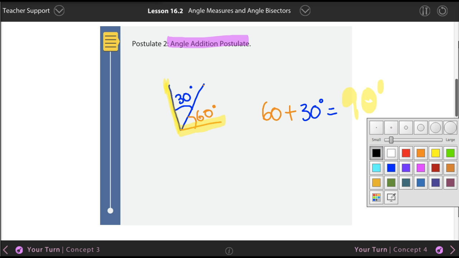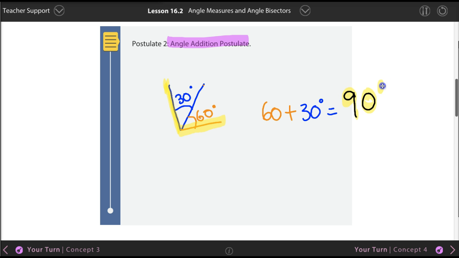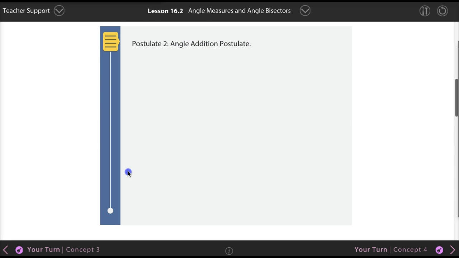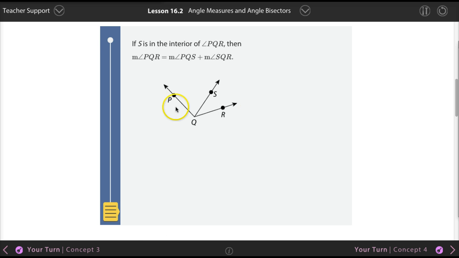Okay? So why am I color coding everything? Because if I don't, you won't understand it. Okay? So there you go. That is what angle addition postulate means. If you want to find out how big the big angle is, all you have to do is add the two little angles that are inside the big angle. Hope that makes sense. And so they explain it right here, okay? You have to add this one plus that one to get the whole big thing, and that's what that means.